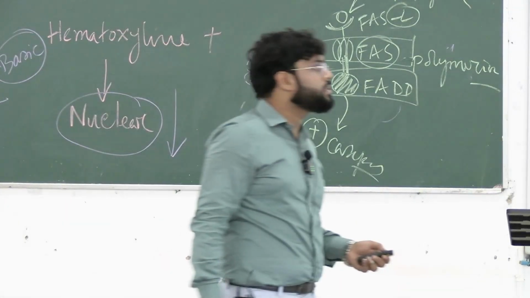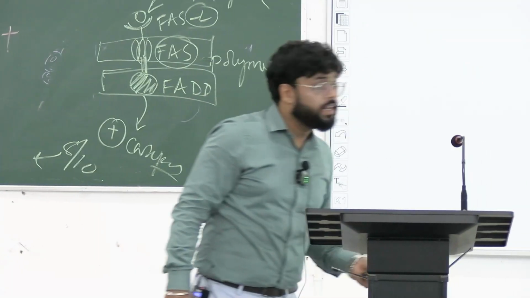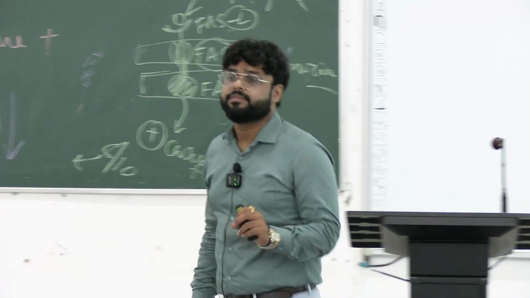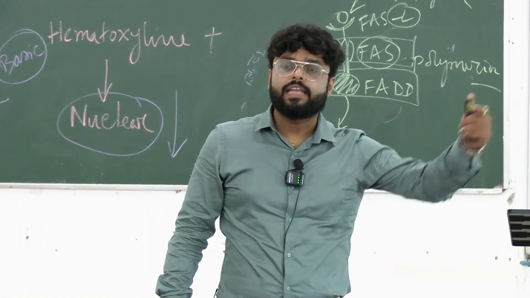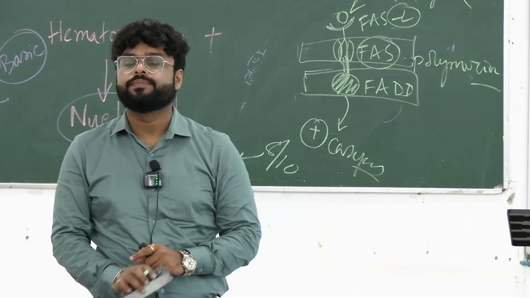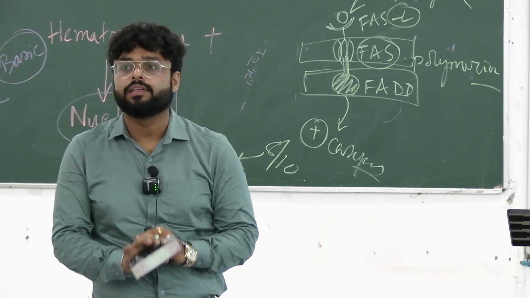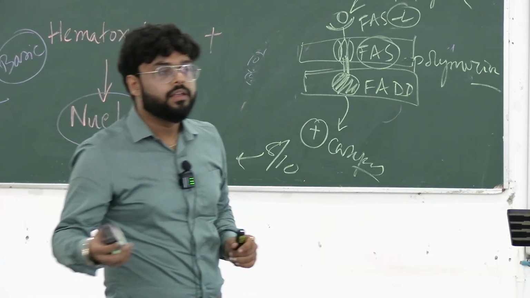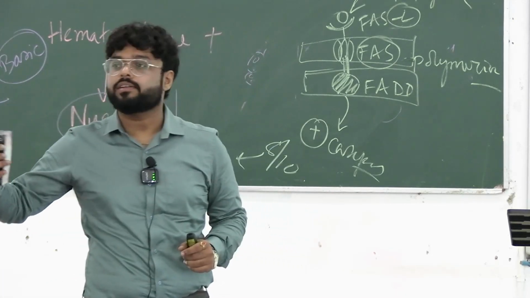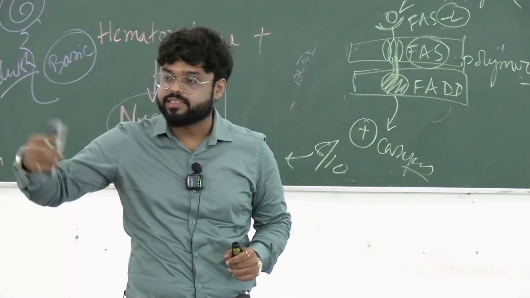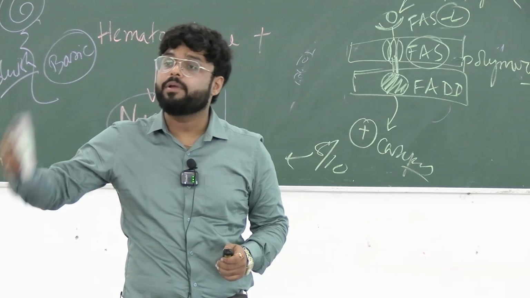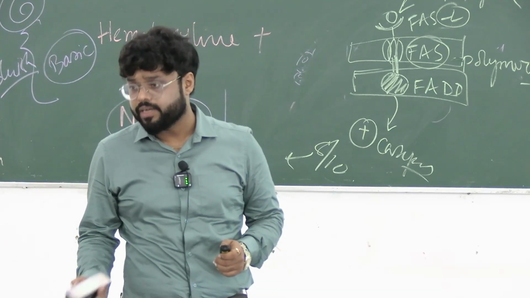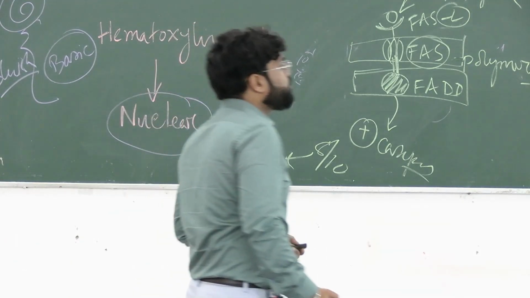This another type is intrinsic pathway. Again, in case of intrinsic pathway, the balance between anti-apoptotic and pro-apoptotic factors is lost. The level of pro-apoptotic factors within the cell is increased, and of course there will be a decrease in the anti-apoptotic factors.